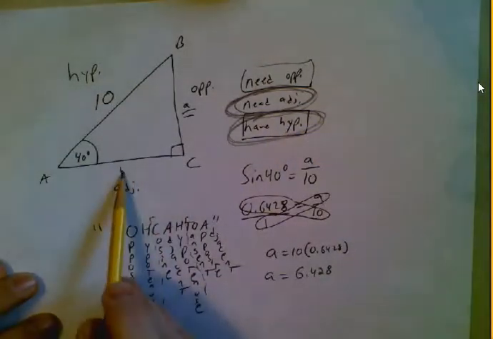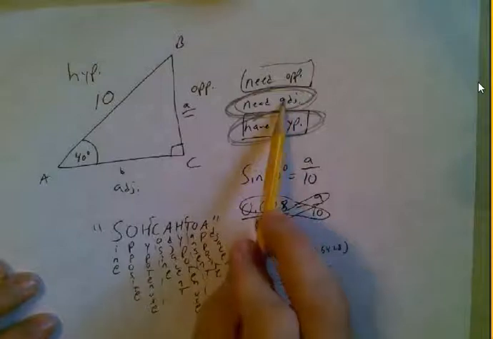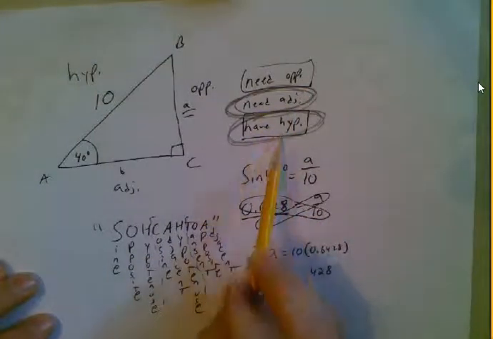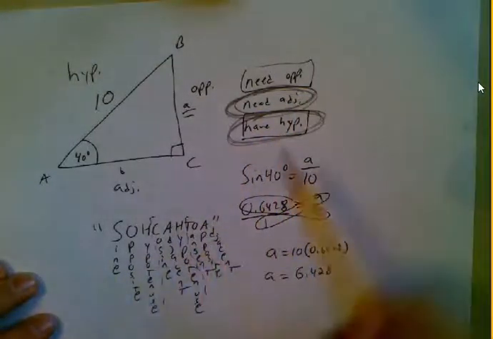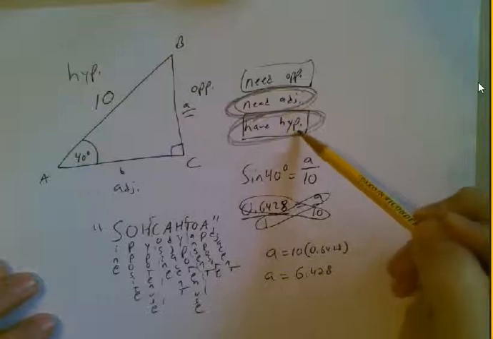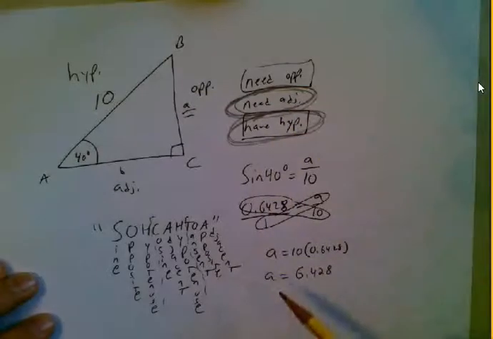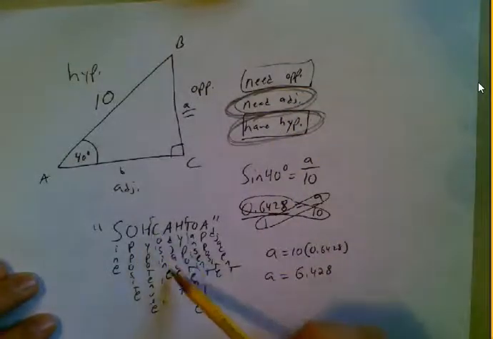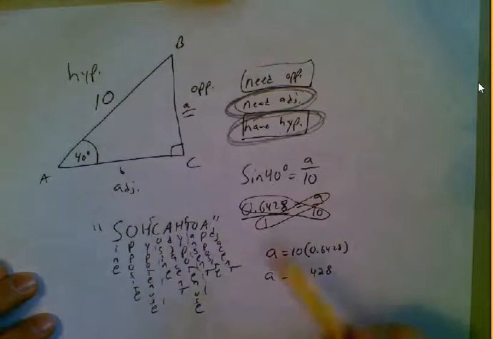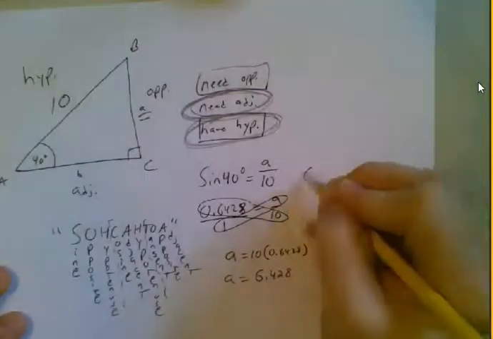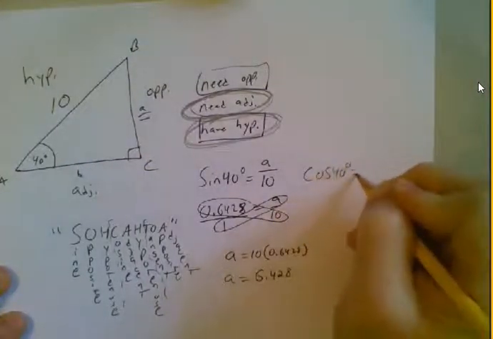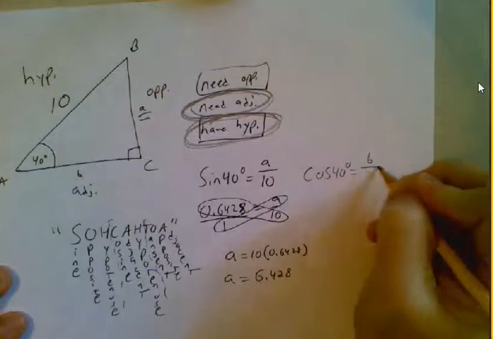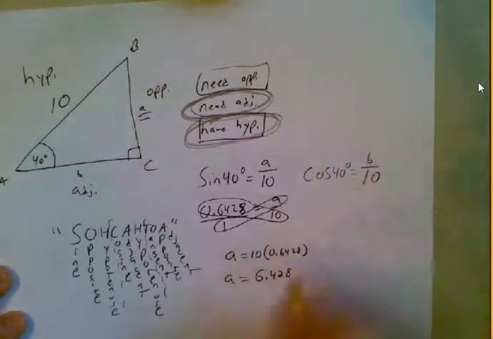So if we're solving for B, we need the adjacent and we have the hypotenuse. So we need to look at our trig ratios and determine which one uses adjacent with hypotenuse. And that's the cosine. The cosine is the adjacent over hypotenuse, and now we can set that up. So cosine of 40 degrees equals adjacent, which is B, over the hypotenuse, which is 10.